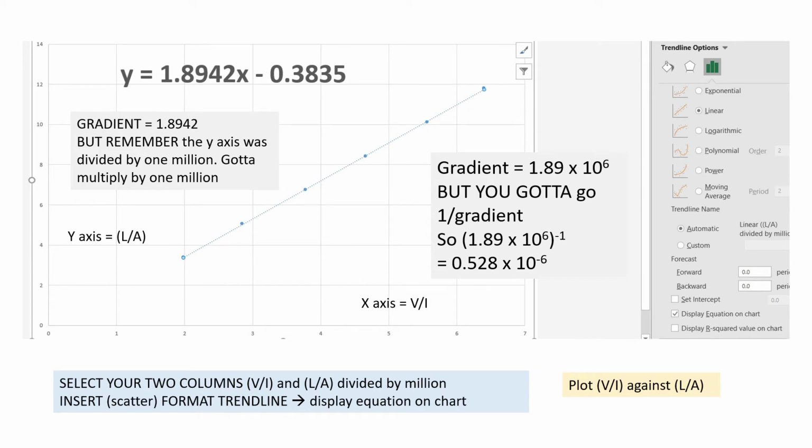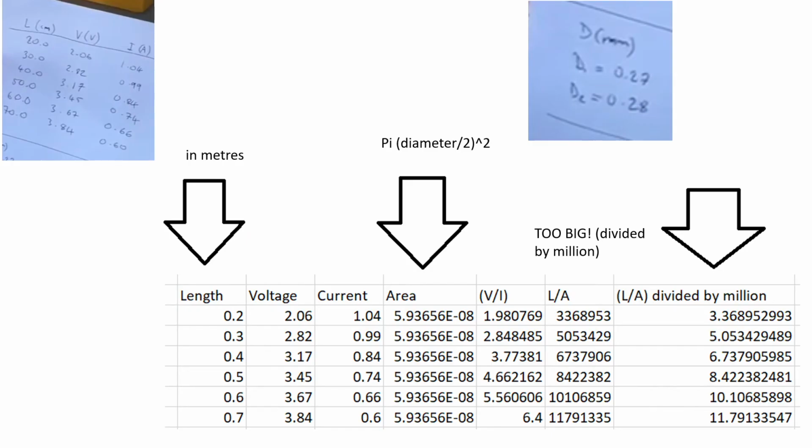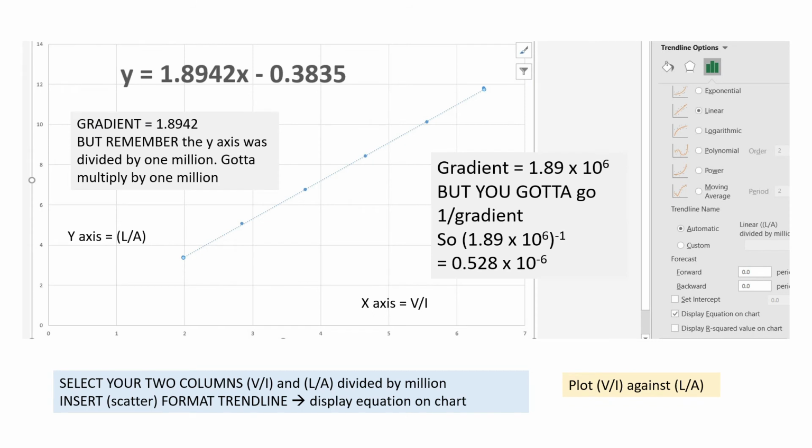But you need to remember that the y-axis needs to be V divided by I, and the x-axis should be L divided by A. I swapped them around. So if you did swap it around, remember that because in the previous one I've divided by 1,000,000, you've got to times it by 1,000,000 back.